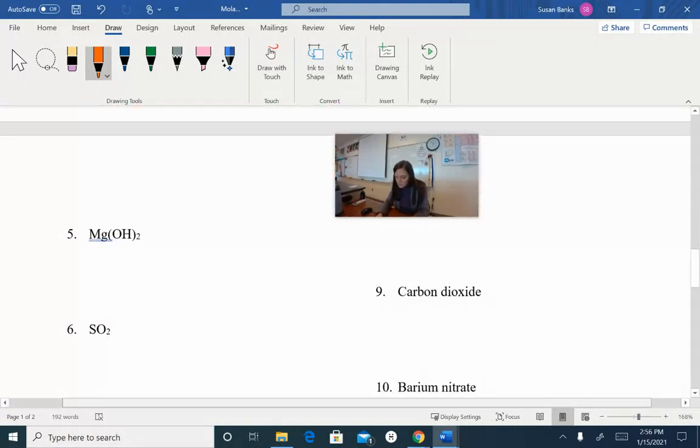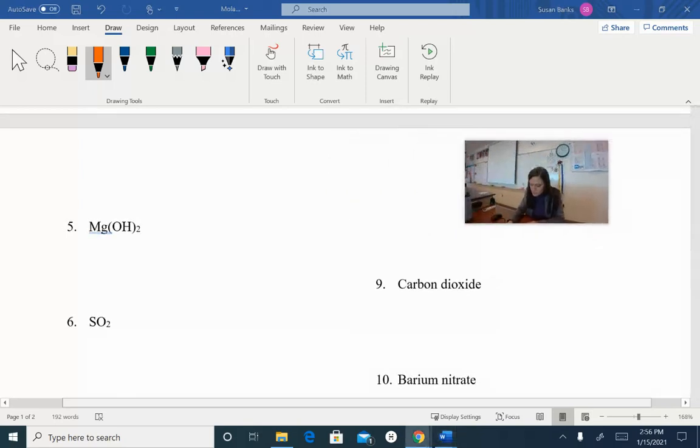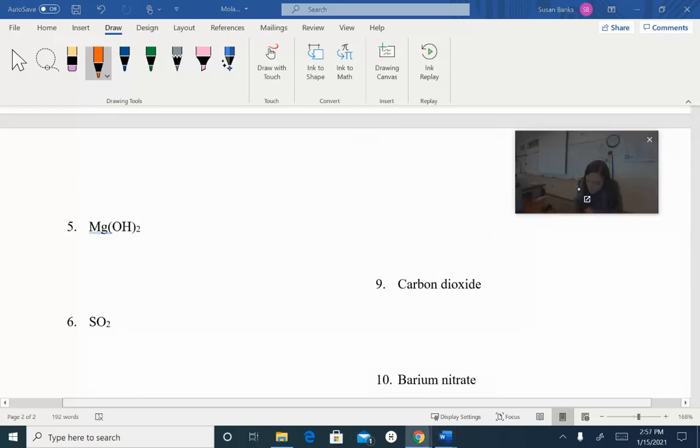Now, here's a new one. Do you see how this one actually has parentheses in it? What does that mean? It's just like math, only instead of putting our coefficient in front of the parentheses like we do in math, in chemistry we put our coefficient at the end. So that means this 2 multiplies everything in that parenthesis. That means I have 2 oxygens and I also have 2 hydrogens.